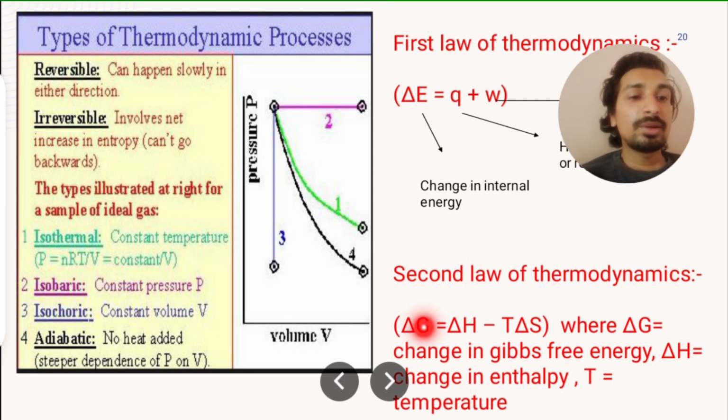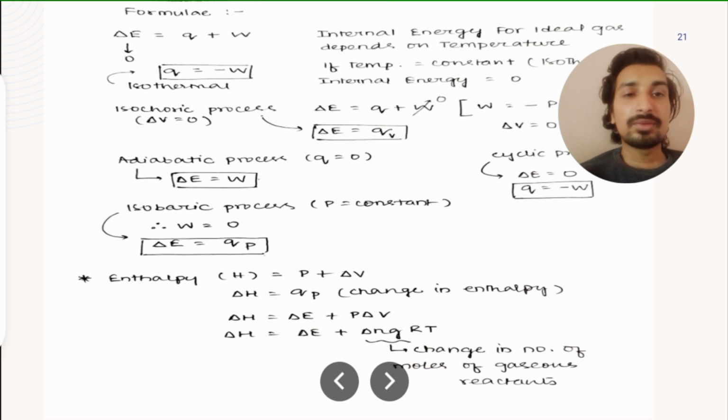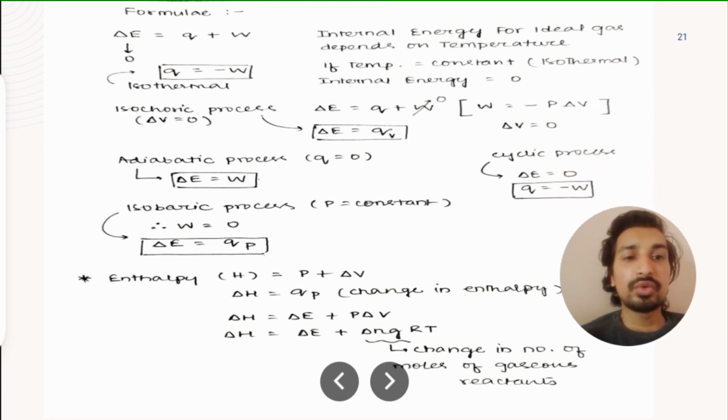And second law of thermodynamics tells that change in Gibbs free energy is equal to delta H, that is change in enthalpy, minus T, temperature, into delta S. And you can look at the formula, same formulas are given here. So isobaric process, what happens? Isochoric process, what happens? Then what happens in case of cyclic process? All those you can see.